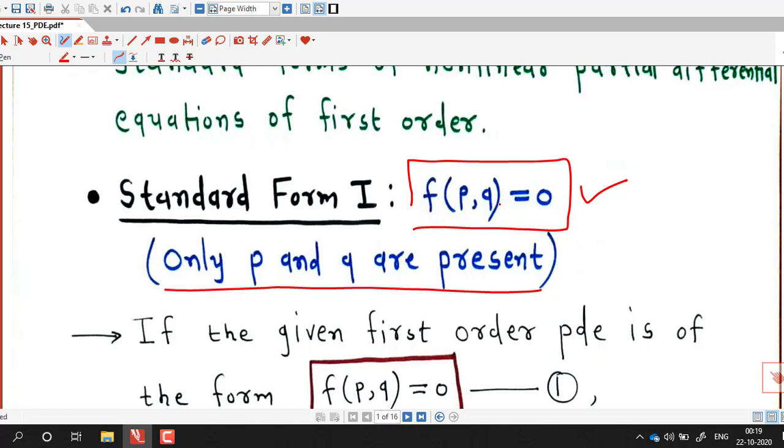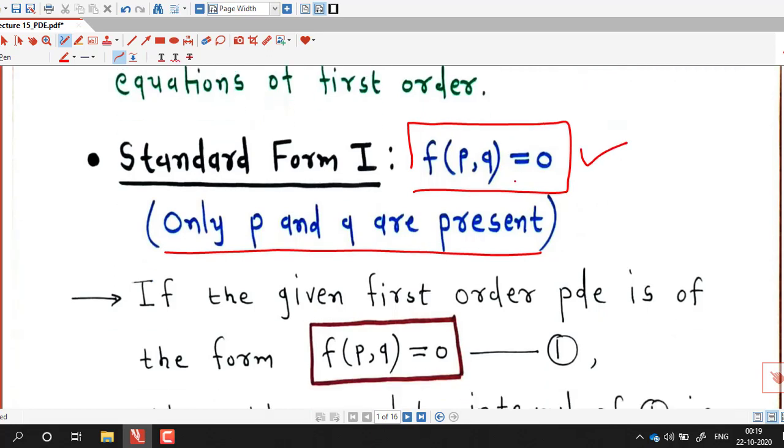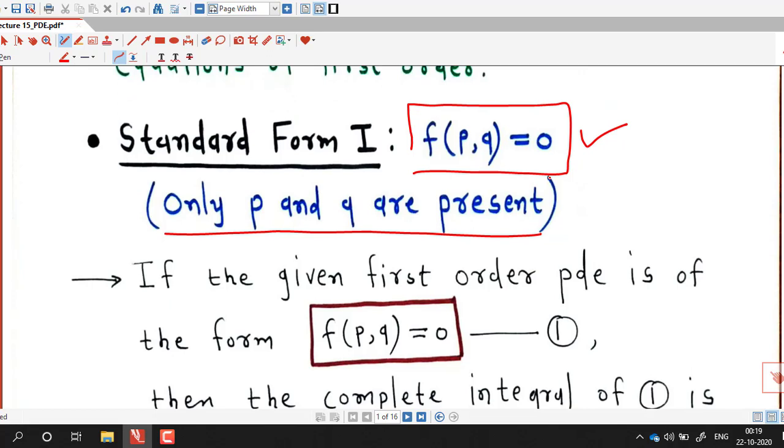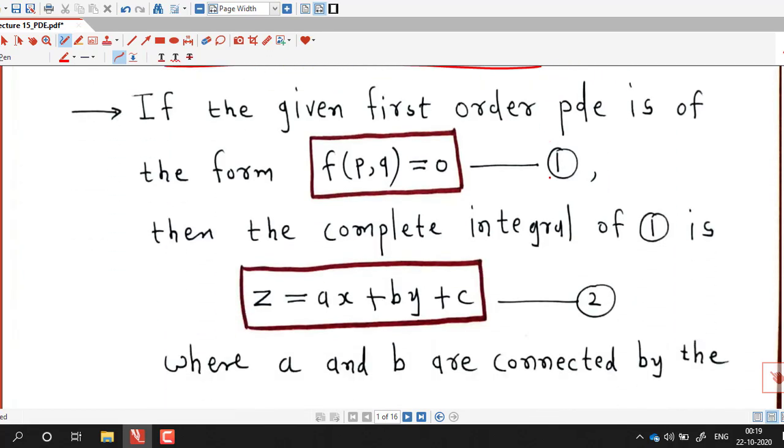If your partial differential equation is in this standard form, then its complete integral is given by this equation: z = ax + by + c. This can be derived using Charpit's method, but we are not going into the details of the proof of how this equation 2 has arrived. We will just remember that if our partial differential equation is in this form, then its complete integral is given by z = ax + by + c.